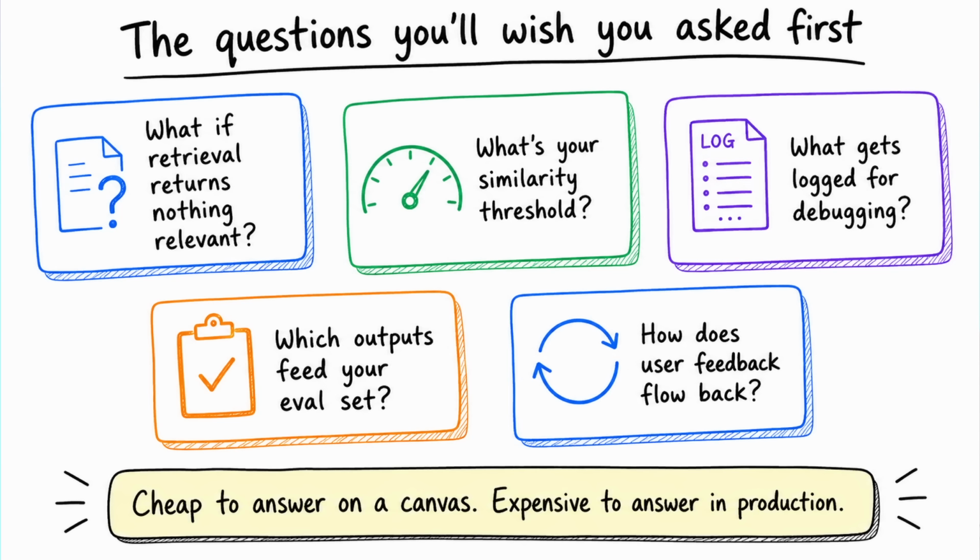What happens when retrieval returns nothing relevant? What's your similarity threshold? What gets logged for debugging? Which outputs feed your eval set? How does user feedback flow back into the system? The point of mapping it first is to surface those questions while they're cheap to answer.